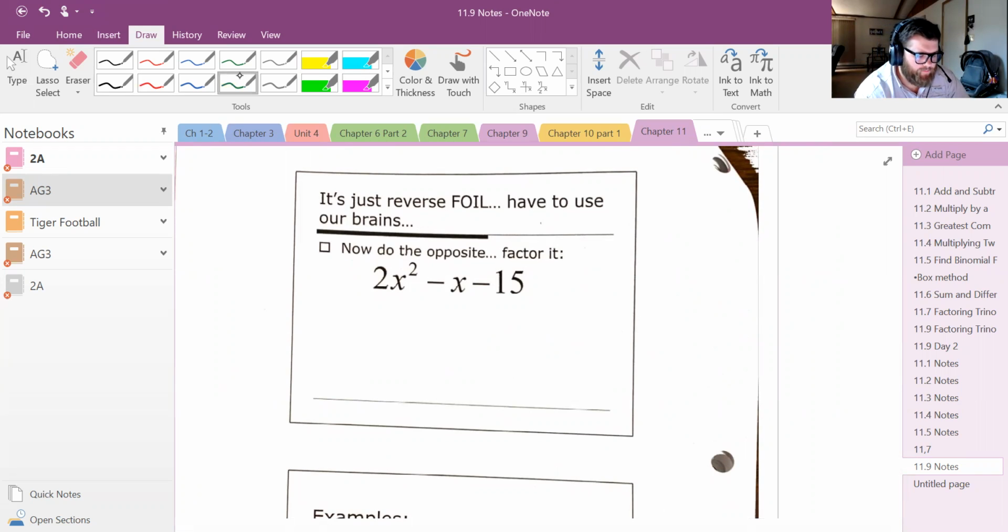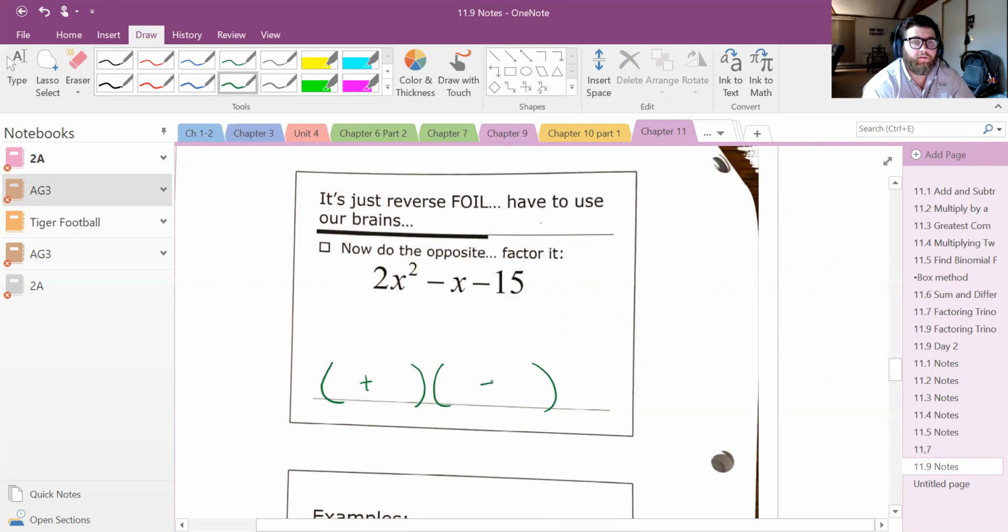Normally we'd look at the last term. The last term would tell us the two signs on the inside of the parentheses. It absolutely still does that, but we got a little bit of a problem. We can't just base it off the middle term. If this last term is negative, that means the two signs have to be different, right? So we know we're going to have one plus, one minus.